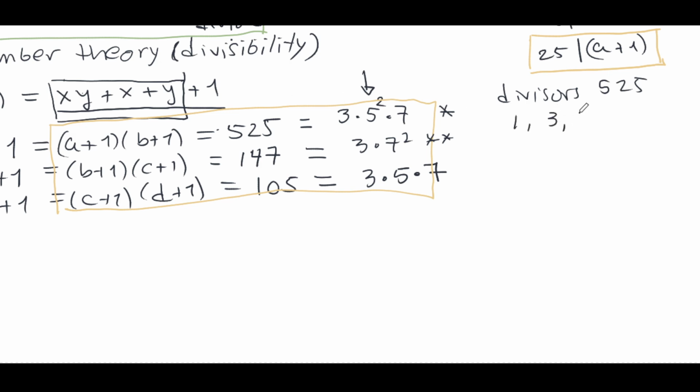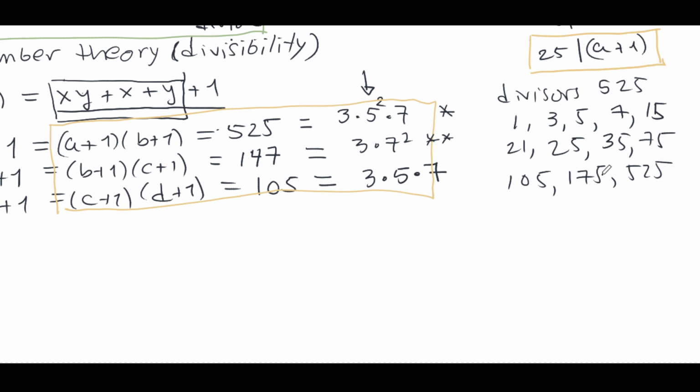1, 3, 5, 7, 15, 21, 25, 35, 75, 105, and 175, and 525. Okay, well, which ones are divisible by 25?